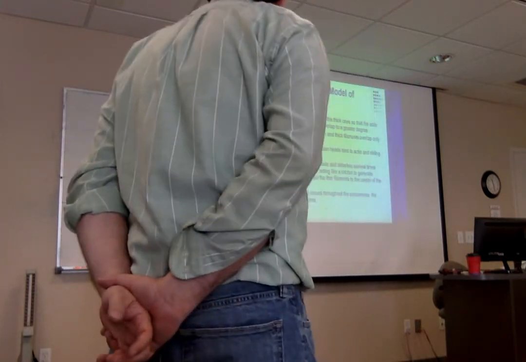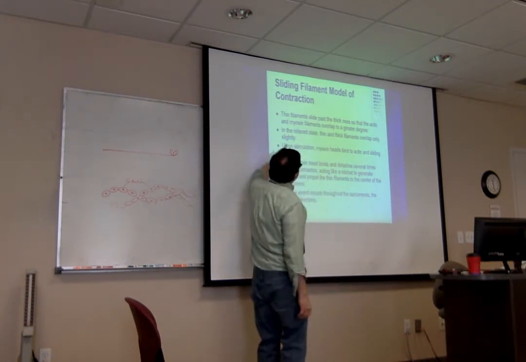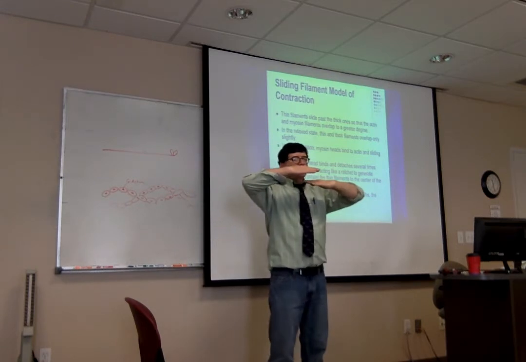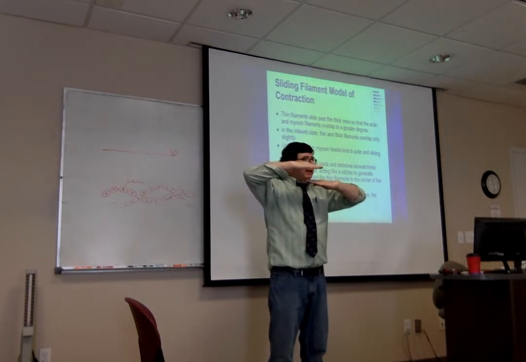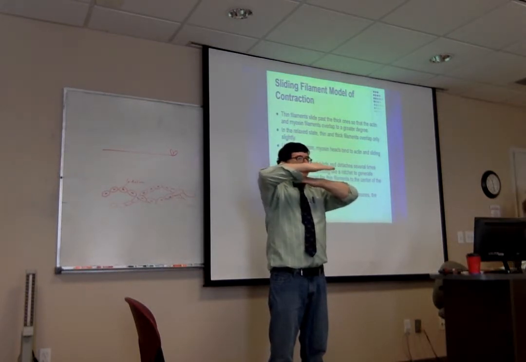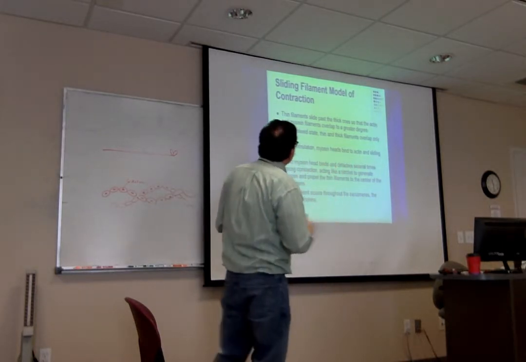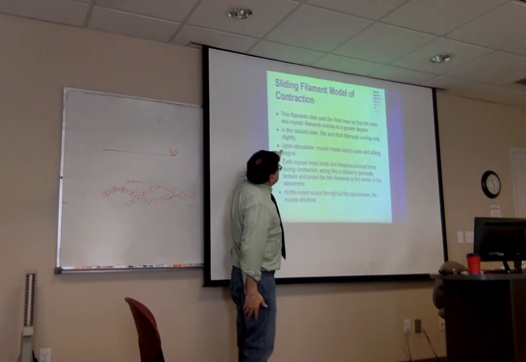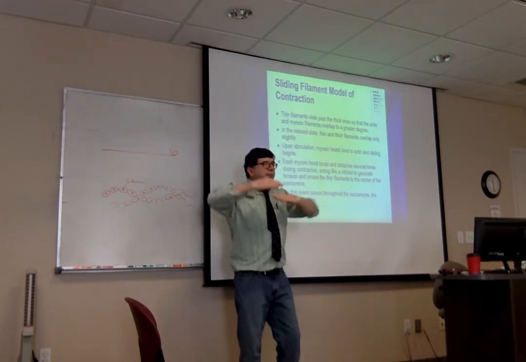So let's see if we can understand this now. This is the sliding filament theory. Thin filaments slide past thick ones so that the actin and myosin filaments overlap to a greater degree. So during muscle contraction, they overlap slightly at rest, but during muscle contraction, they slide further over each other. And of course, the sarcomere is shortened, and so does the entire muscle. In the relaxed state, they overlap only a little bit, but upon stimulation, the myosin heads bind to the actin and the sliding begins.